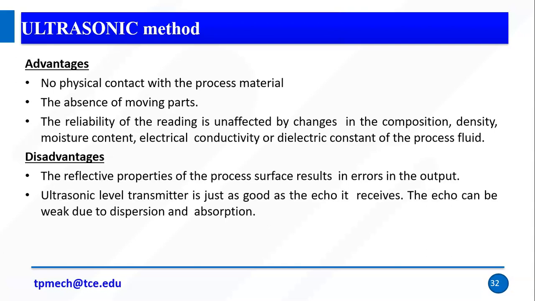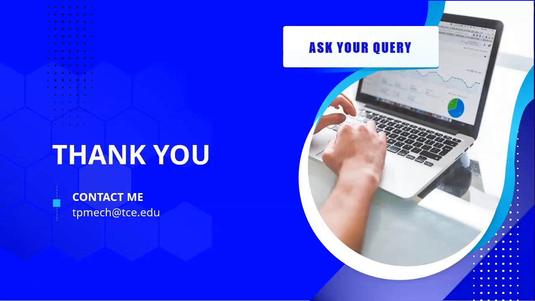An ultrasonic level transmitter is just as good as the echo it receives. The echo can be weak due to dispersion and absorption, right? So we measure depending on the receiver. If the echo is not received properly, maybe something got absorbed, you will get some errors.